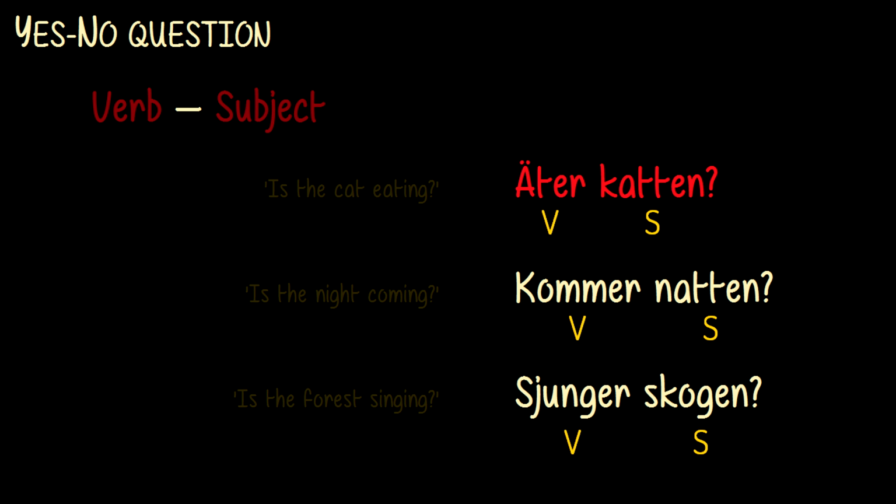A yes/no question is a question to which the answer is yes or no. These are formed by doing the opposite of what you do for a statement, by putting the verb first and the subject after it. Äter katten. Kommer natten. Sjunger skogen.